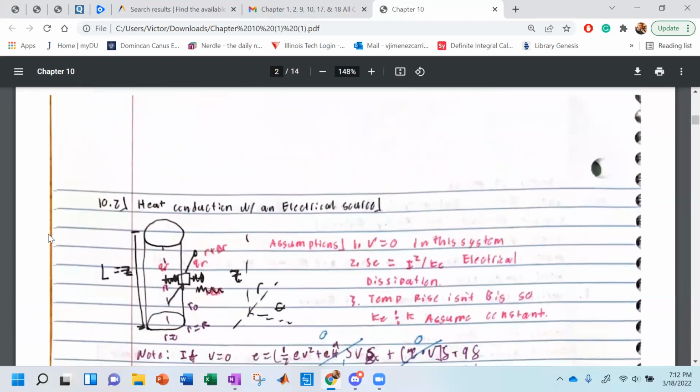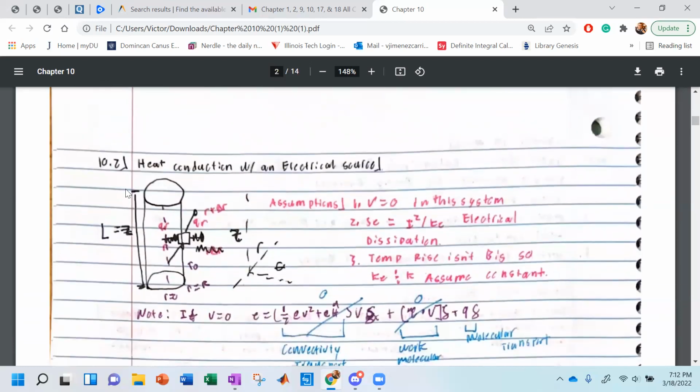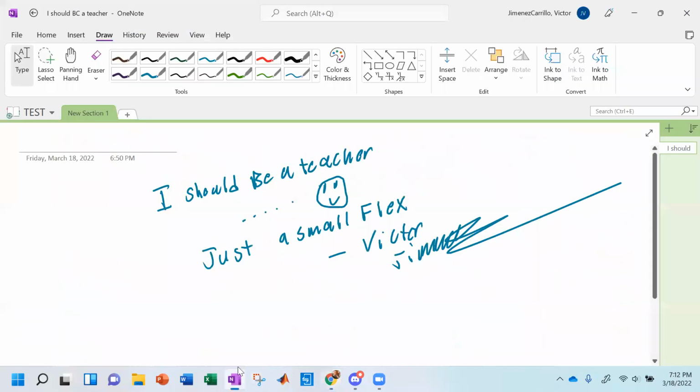We'll see that in a second and in the next example, which I'll modify and change as I think requires. So we're going to talk about heat being conducted in an electrical wire inside of a pipe. And let me pull up the notes. Boom.